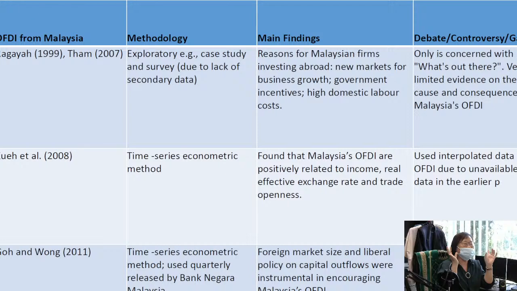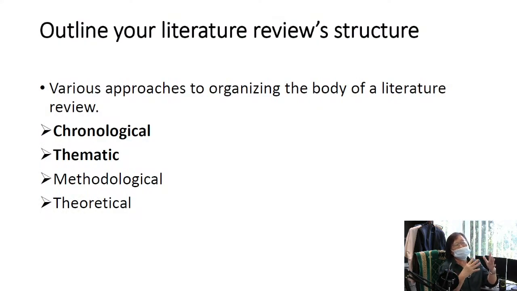You can use chronology. For business, you can use thematic. There's no rule of thumb. It depends on the topic. It depends on your topic. All right. Now, basically, in general, we found there are four main methods, four main approaches, to organize a literature review.